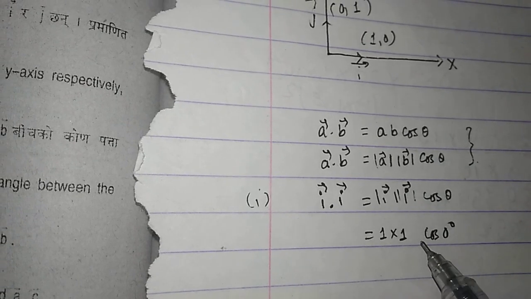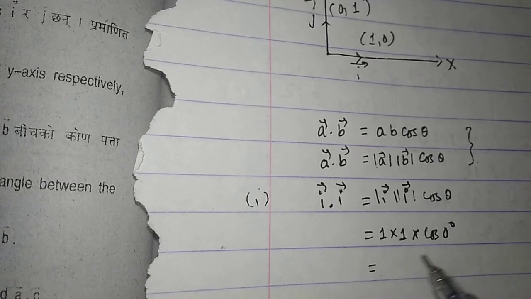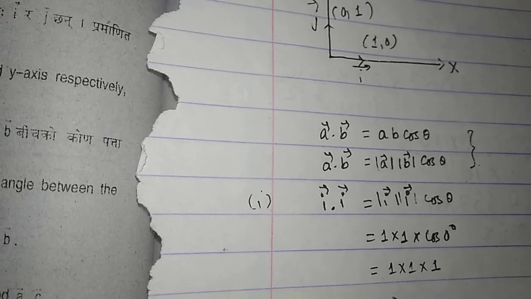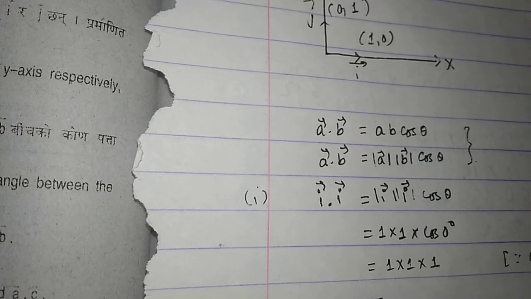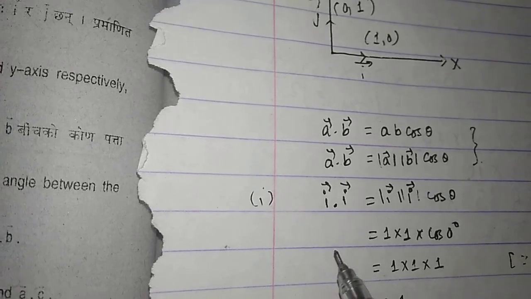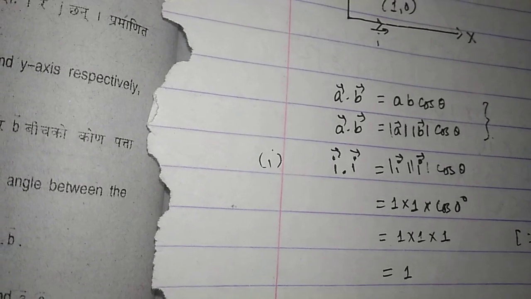We know the magnitude of a unit vector is 1. So 1 into 1 into cos 0, and cos 0 means 1. So 1 into 1 into 1 is 1. So the product of i into i is 1, isn't it?